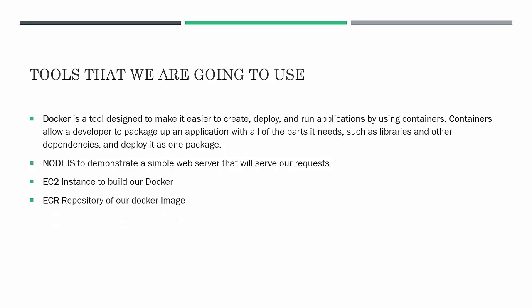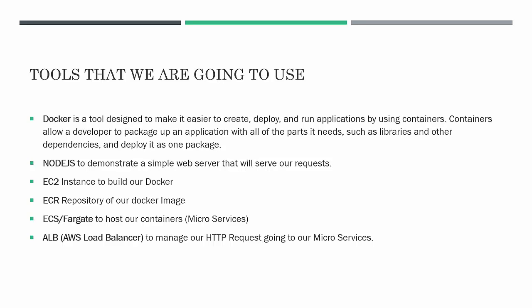Then the ECR repository for the Docker image. So we will be pushing the Docker image to ECR of AWS. And then we will use ECS Fargate to host our containers. Those containers are called microservices. Then we will be using ALB, or the AWS load balancer, to manage our HTTP requests. You will learn there how to set up listeners and how to redirect those HTTP requests to our microservices.